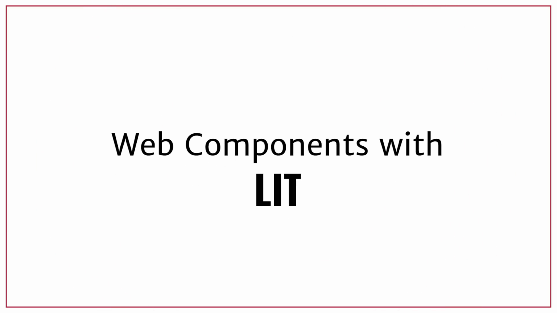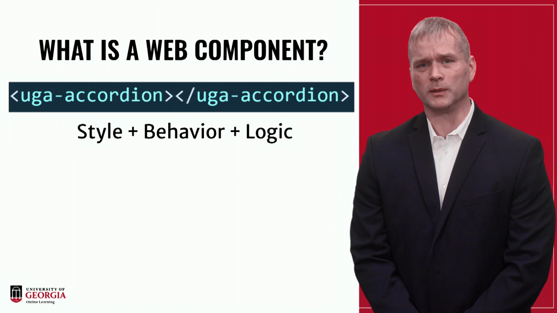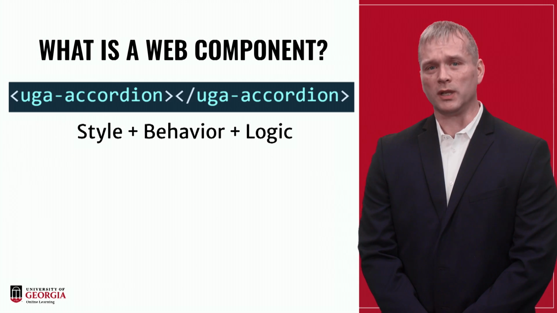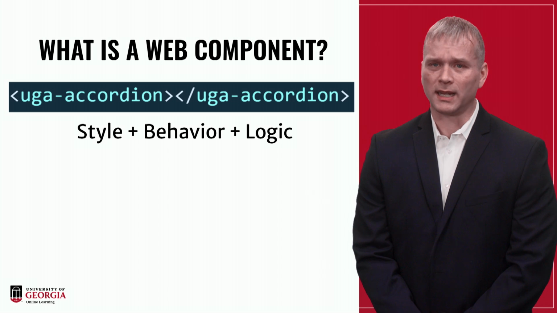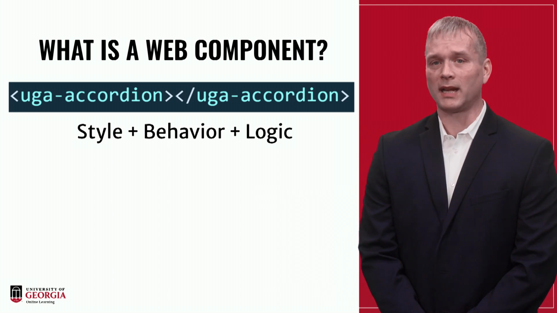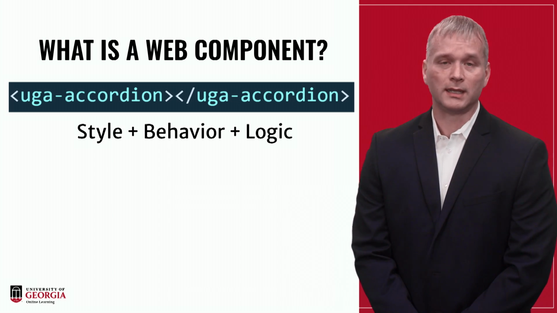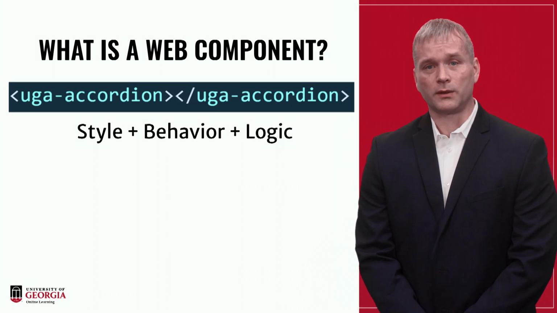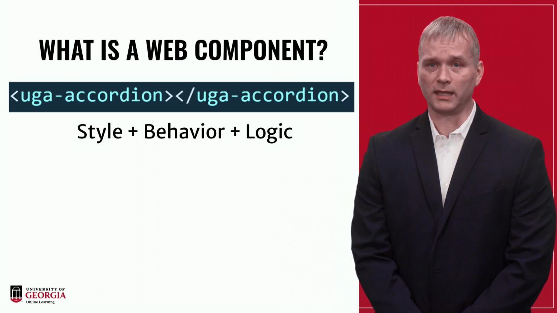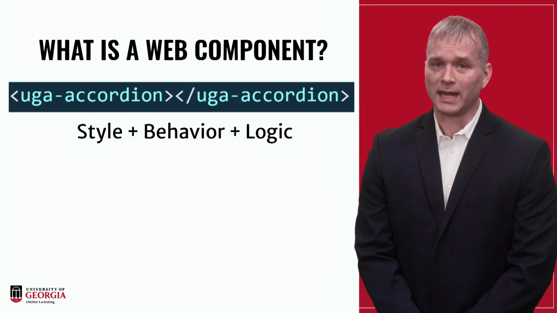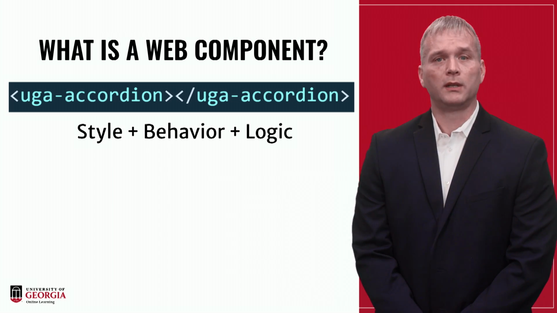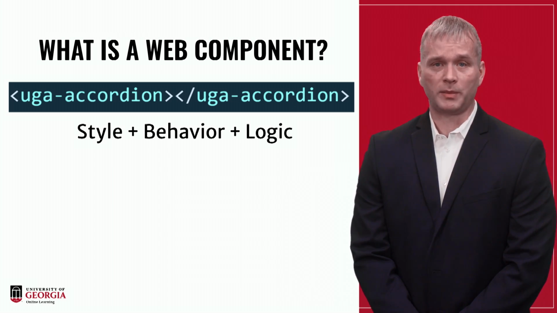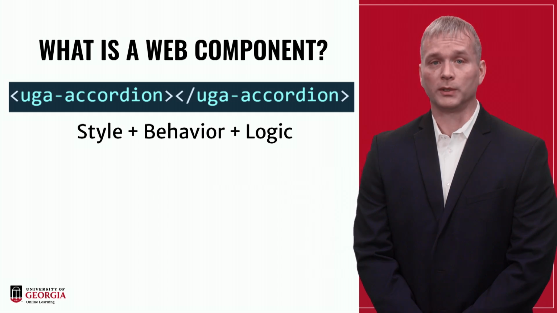So what's a web component? In plain English, it's a custom HTML tag, one you invent. For example, we created a tag called UGA accordion. When you add that tag to a Brightspace page, it automatically brings along everything it needs: the styling, behavior, and logic. But to the content author using it, it's just one clean line of HTML. There's no need to copy and paste complex layouts, no nested divs, no custom scripting, just a simple, portable HTML tag.